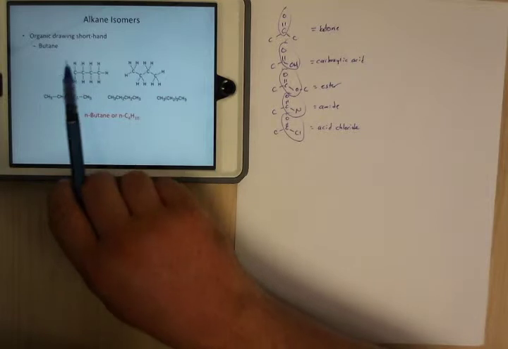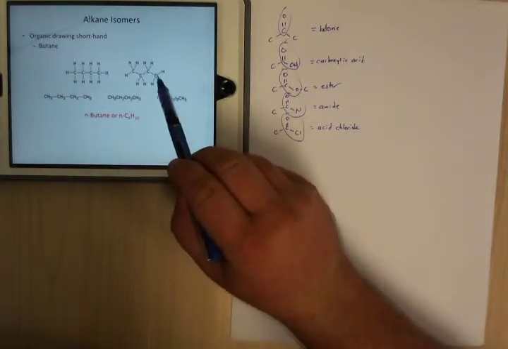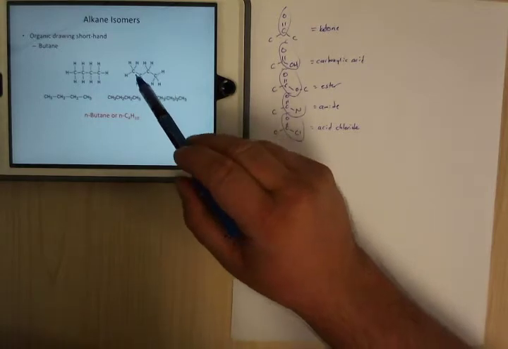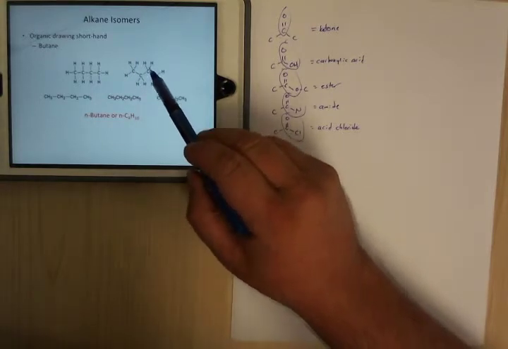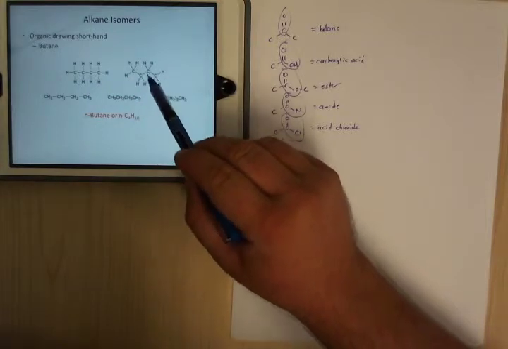So it's 4 carbons, right? If you want to show all the bonds here, you could do it like this. If you want to represent the tetrahedral nature of the carbon bonds, you can put these in this sort of sawtooth pattern for the carbons here, right?